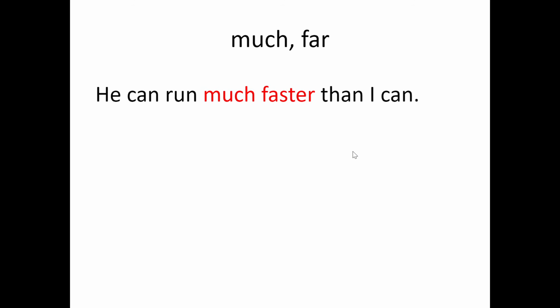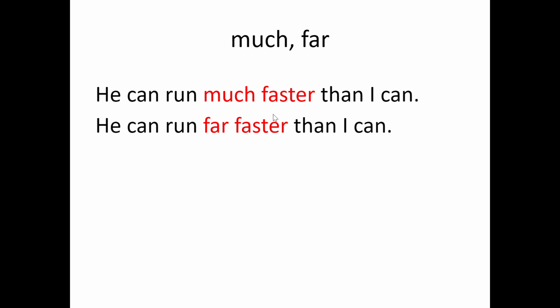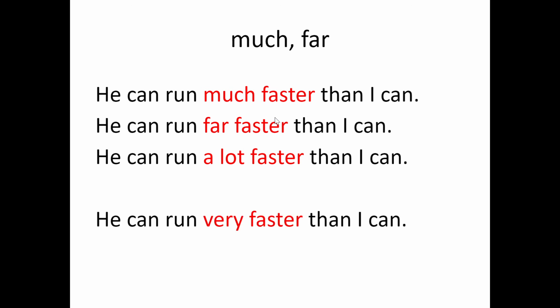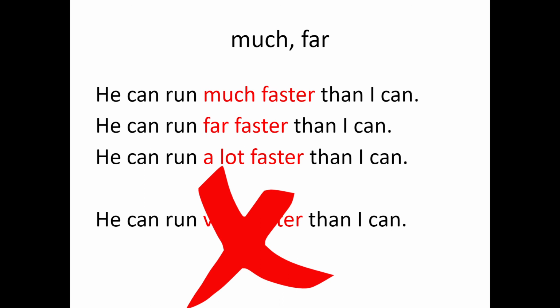We can use much or far as intensifiers to make the comparative adverbs stronger. So he can run much faster than I can. The much here is used to make the faster stronger. Or he can run far faster than I can. Here, much and far have the same meaning. In informal English, you can use a lot for the same meaning. He can run a lot faster than I can. Don't use very. Very is not good English for comparative adverbs.